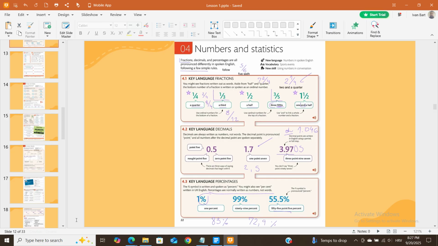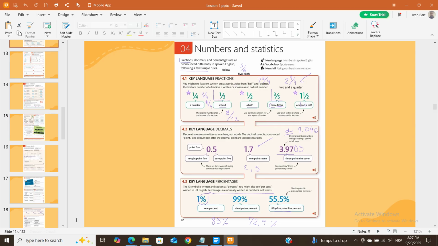4.2 Key language: decimals. Decimals are always written as numbers, not words. The decimal point is pronounced "point," and all numbers after the decimal point are spoken separately. Decimal points are written in English using a period or full stop.